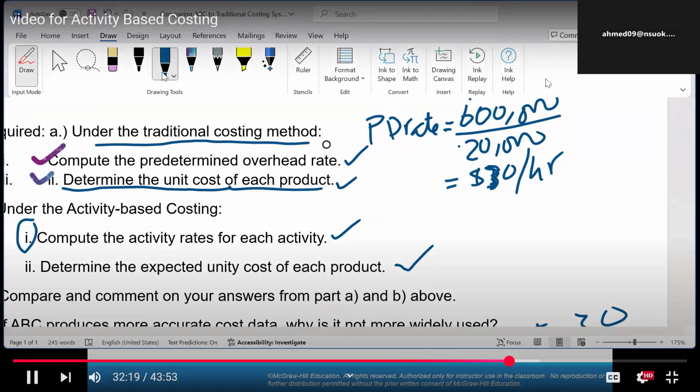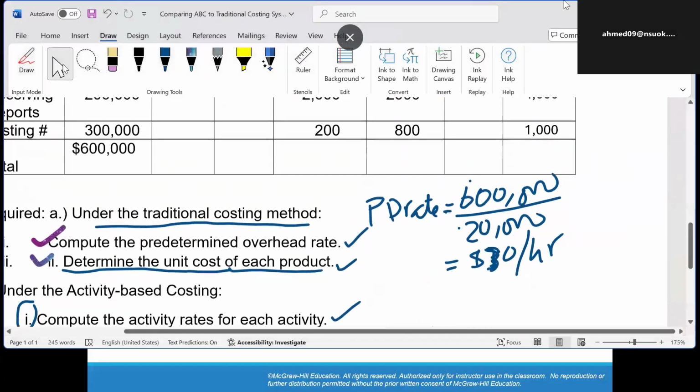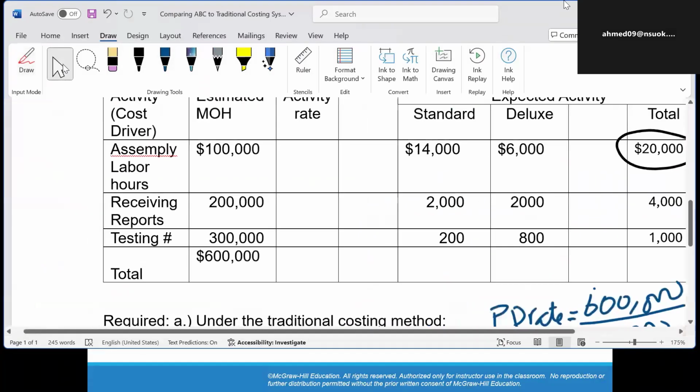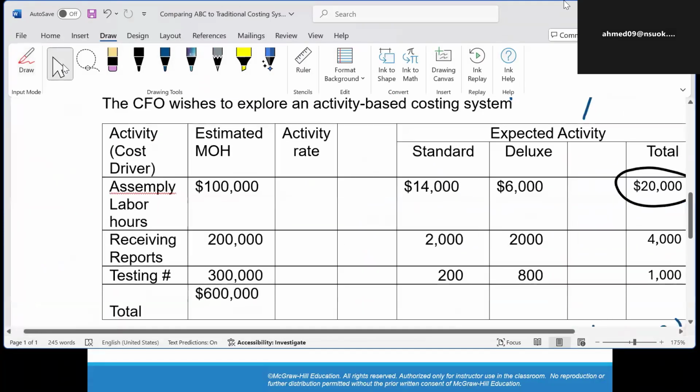So there are several things we need to do for that. Here we have to calculate the activity. Here we have to calculate the activity rate.